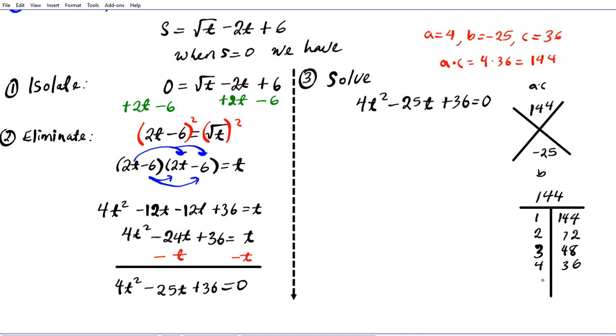No good. Moving along. 6. Since 2 and 3 go into 144, 6 certainly goes into it. 6 goes into 144 24 times. This combination yields a sum of 30. The difference is 18. That doesn't work.